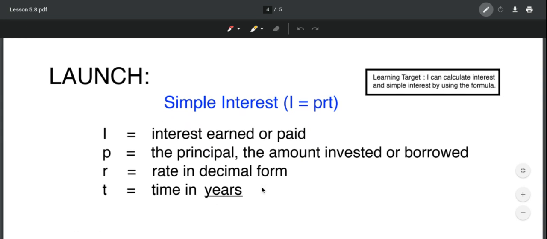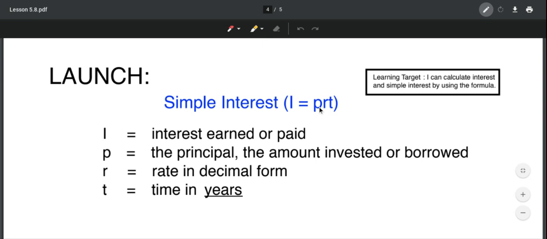So to find simple interest, we would follow the formula I is equal to P times R times T. So let's see what each part of this formula stands for. The I is for interest that is earned or paid.